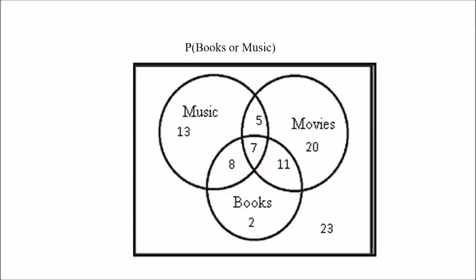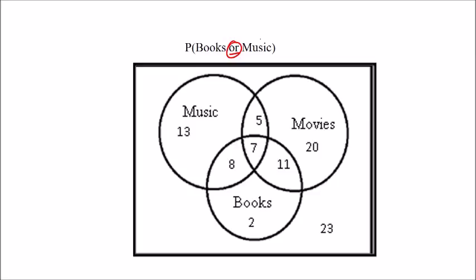Okay, and the next one. So we're going to look at the difference now for books or music. Rather than books and music, now we're going to see what an or looks like. An or is extremely unrestrictive. That means as long as you're in the books, you're in there. If you're in the music, you're in there. If you're in both of them, you're in there.